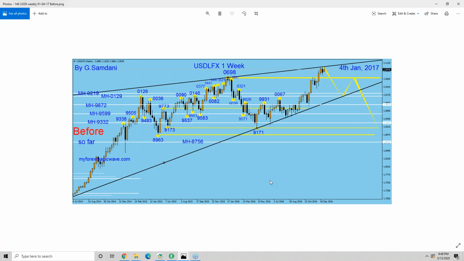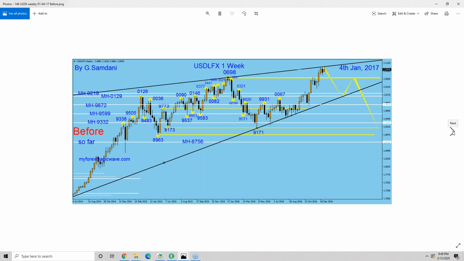So this is the first chart, and you can see it is January 2017. I don't want to go back more than that, so a couple of years is fine. It was all the way on the top when I said it's not going to go up anymore. It is going to drop here at this trendline, then bounce and hit 0698, and then drop all the way to 91.71. This is the diagram I already made in January 2017.